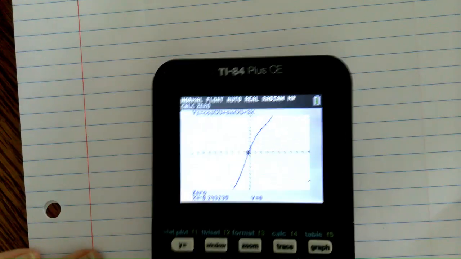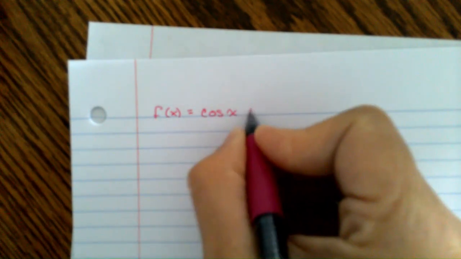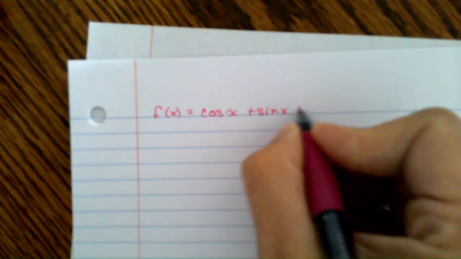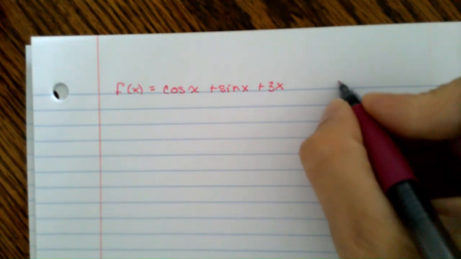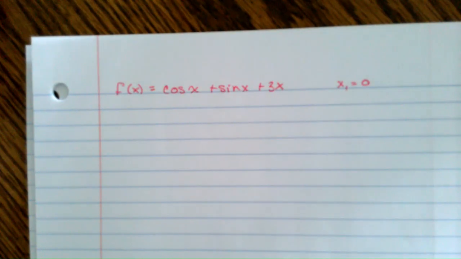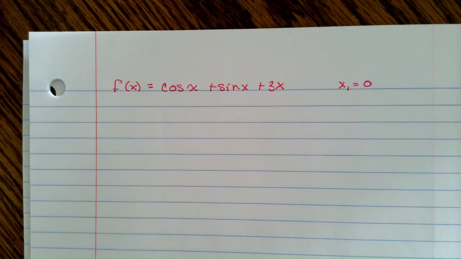Okay, so we have our answer from our calculator. Let's test this thing out. Cosine of x plus sine of x plus 3x. We know it's crossing around 0, so my x of 1 I'm going to do is 0. You could do negative 1 as well. It doesn't really matter.